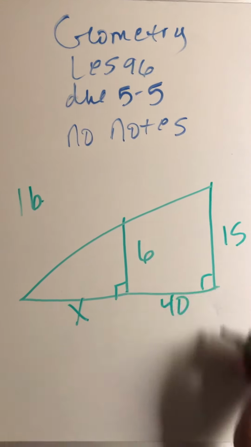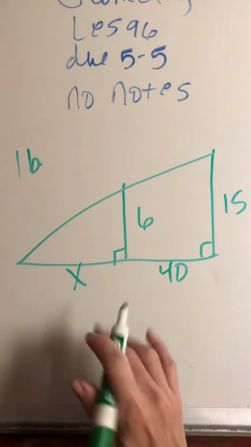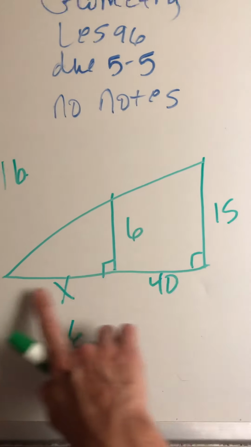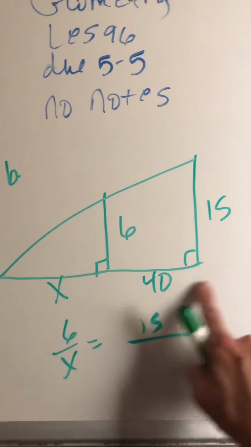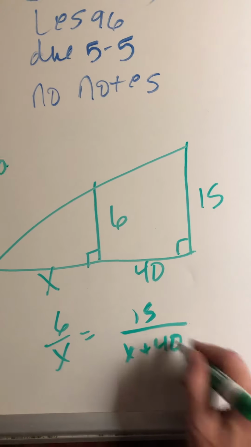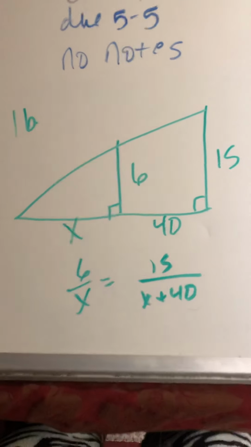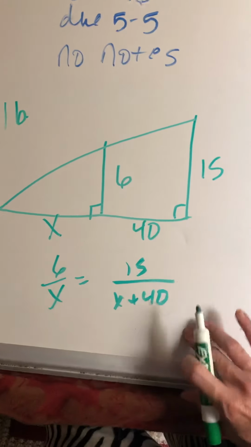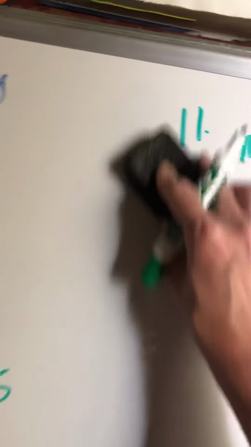So what we're going to do is set up a proportion between the smallest triangle and the largest triangle, okay? So the small triangle would be 6 over x, this vertical side over horizontal side. Then we want vertical side of the big one over horizontal side, which is x plus 40. So now you cross multiply and find x. Y'all know how to cross multiply. Y'all know how to find proportions. So make sure you draw the triangle, write your proportions, and then finish the problem. Make sure you finish the problem.